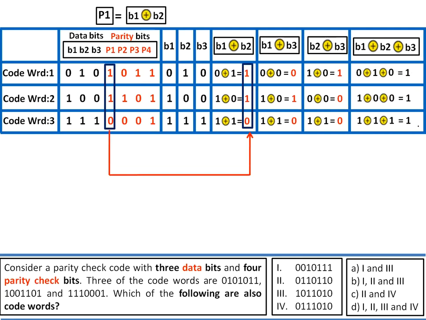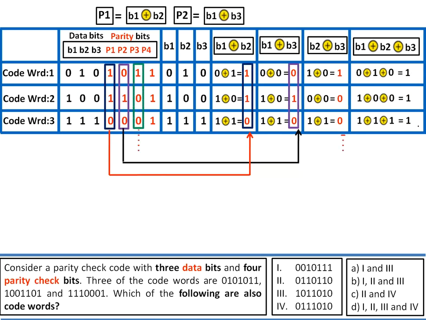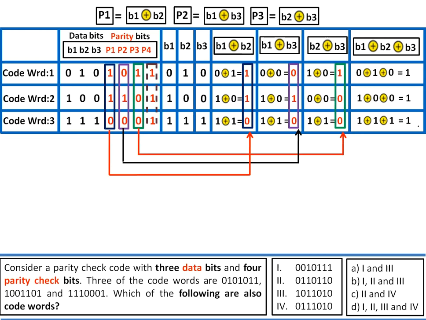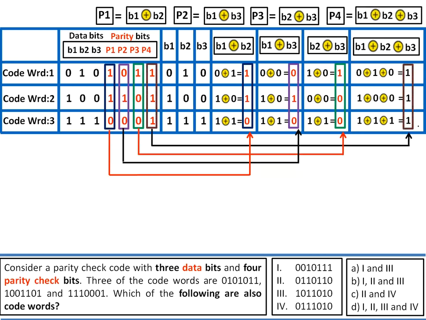P1 is equal to B1 XOR B2. P2 is equal to B2 XOR B1 XOR B3. P3 is equal to B2 XOR B3. P4 is equal to all the XORs. That's it, guys. So you have to identify the combination on which it has been developed. Using 3 bits we designed 4 bits. So which bits are used to compute the parity? Parity means XOR operation.